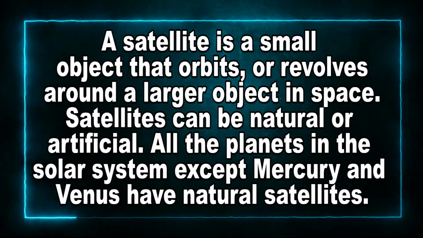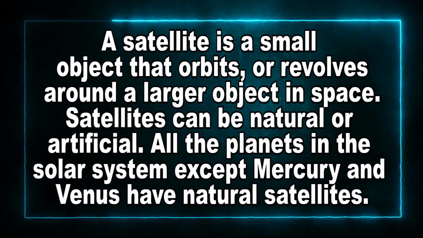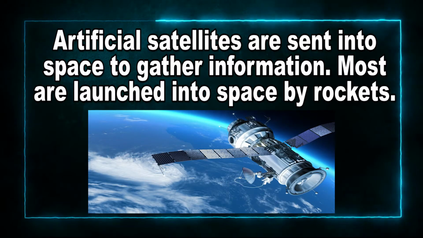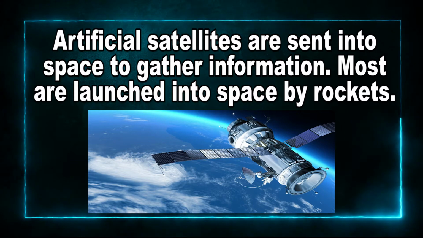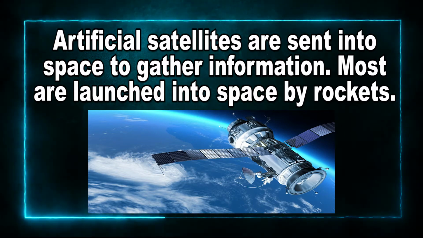All the planets in the solar system except Mercury and Venus have natural satellites. The Earth's moon, you know that big ball that you see in the sky at night, is one example of a natural satellite. However, artificial satellites are sent into space to gather information. Most are launched into space by rockets.